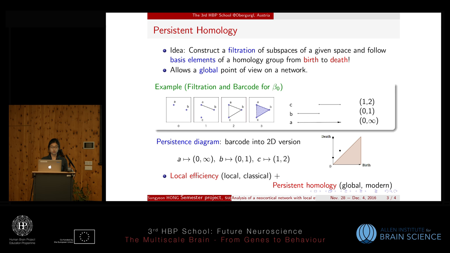And to wrap up quickly, my semester project was a first attempt to have a look at the global organization of a brain network in terms of one of the classical graph theoretic measures called local efficiency.